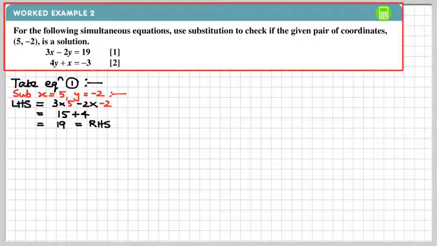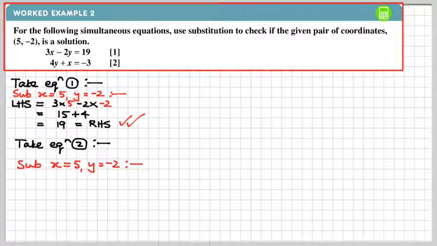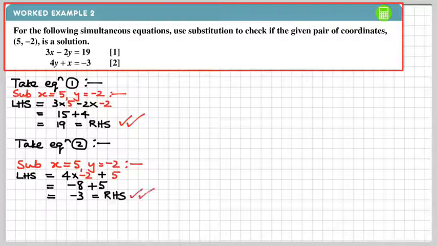Now we have to just test it out in equation 2, and if it does work, we're laughing. Yes, equation 2. Now substituting x is 5, y is -2 again. So 4 times y, which is -2, plus x, which was 5. That's the left-hand side of equation 2. Now what's that come to? -8 plus 5 is -3. That works. See? That's the same as the right-hand side.